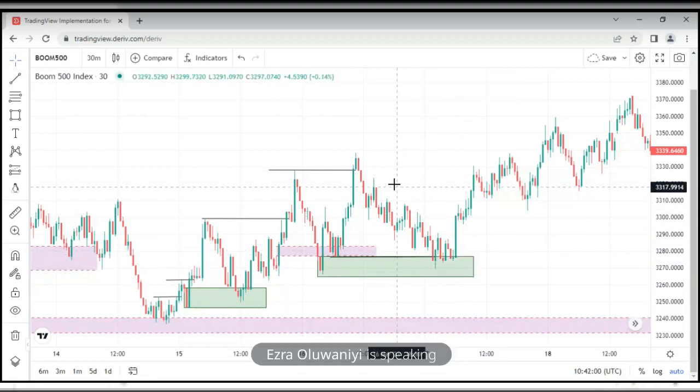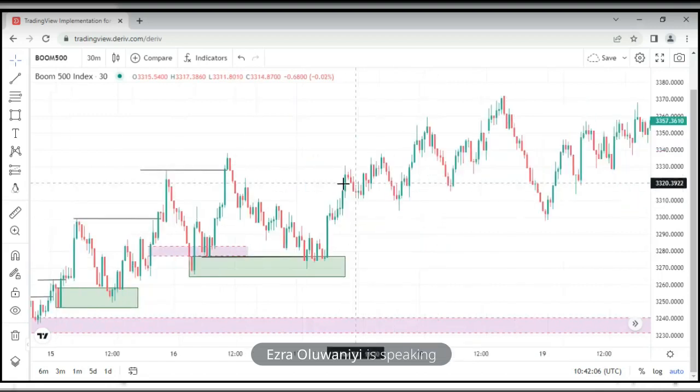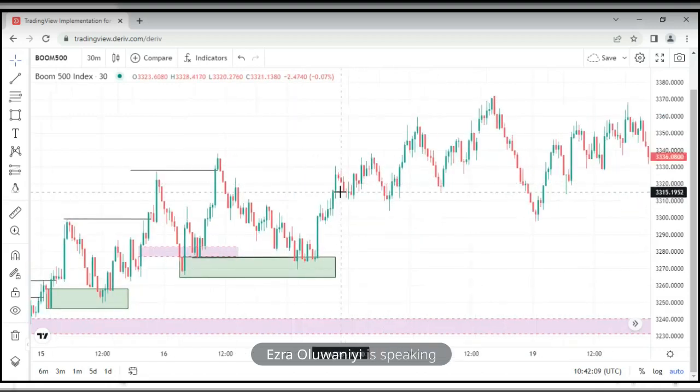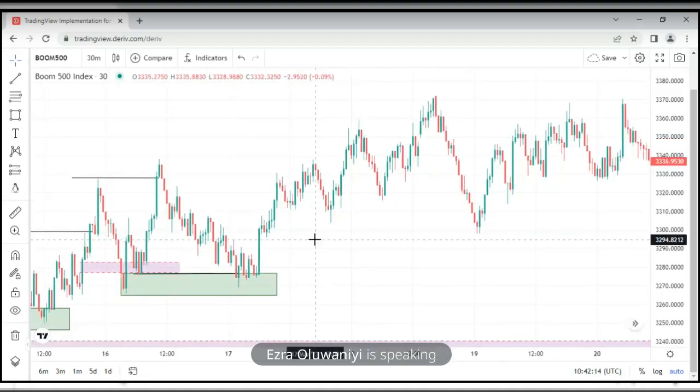So you should be able to spot all these immediately. You don't need to take yourself through stress and unnecessary thinking. All right, so we have a target basically.